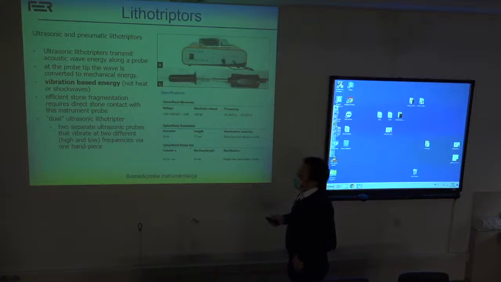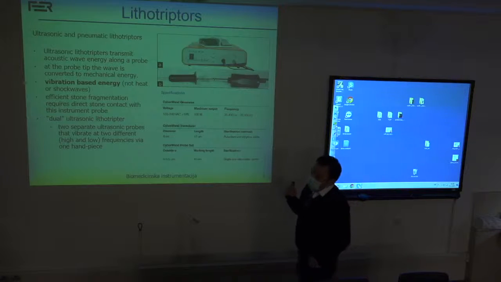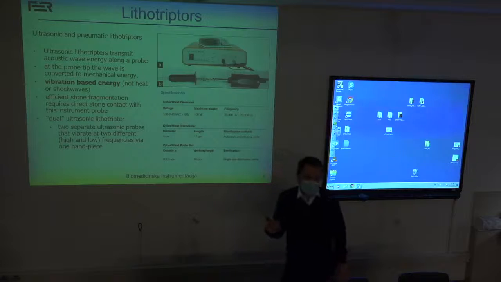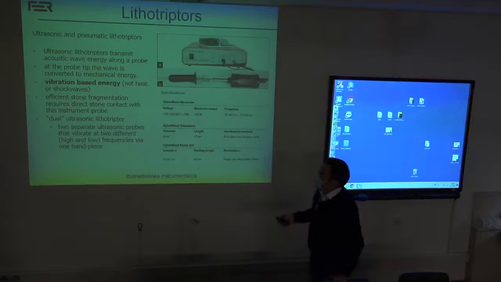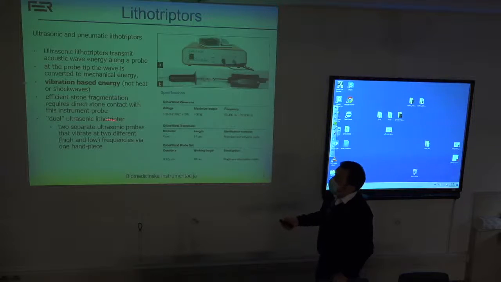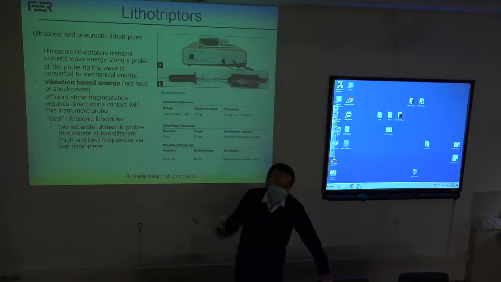The first devices were, so to say, working only on a single frequency, but during the years of application of lithotripsy, people have learned that different frequencies for destroying these stones may be useful for different kinds of stones. Therefore today there are so-called dual ultrasonic lithotripsers, which use two frequencies that are called the high and the low frequency.